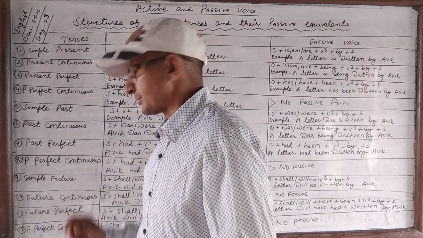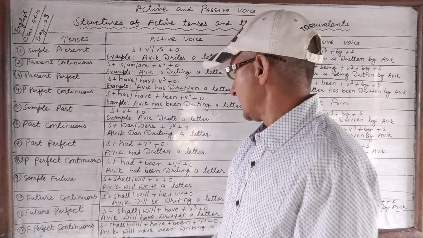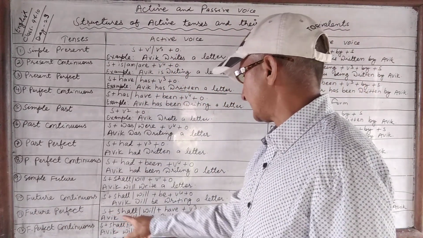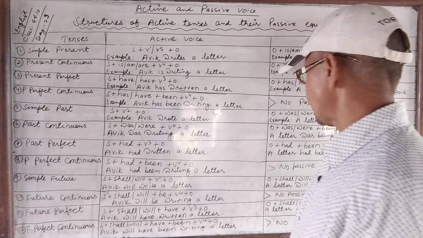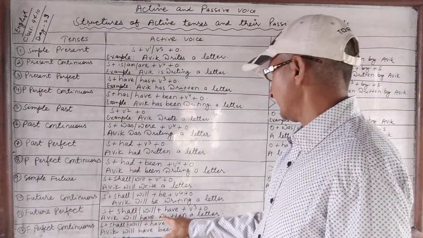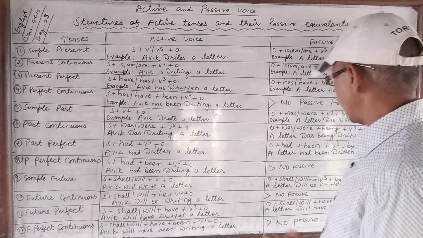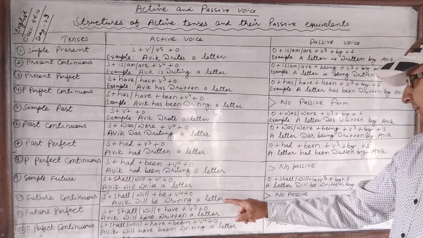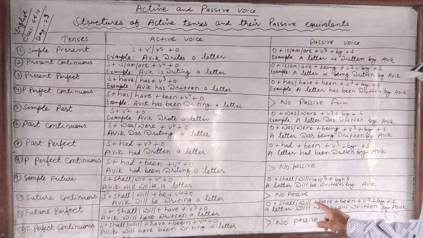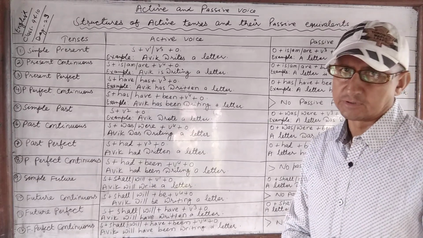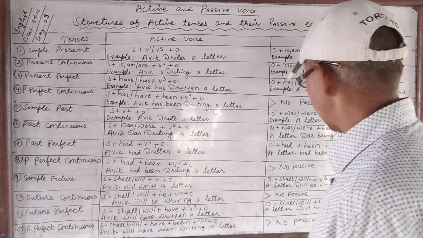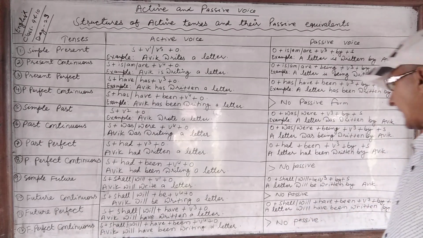The next is future perfect tense. The structure of future perfect tense is subject plus shall/will plus have plus V3 plus object. And the example is Abhik will have written a letter. And the passive structure is object of the active voice plus shall/will plus have plus been plus V3, the past participle form of the verb, plus by plus subject of the active voice. Example is a letter will have been written by Abhik.